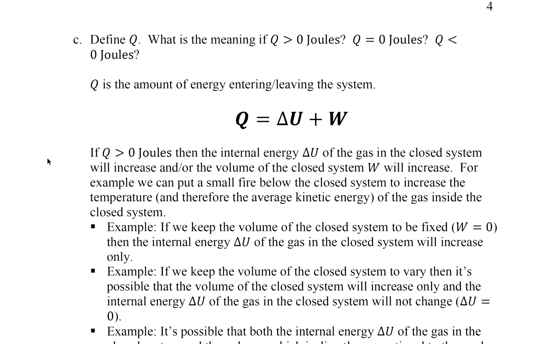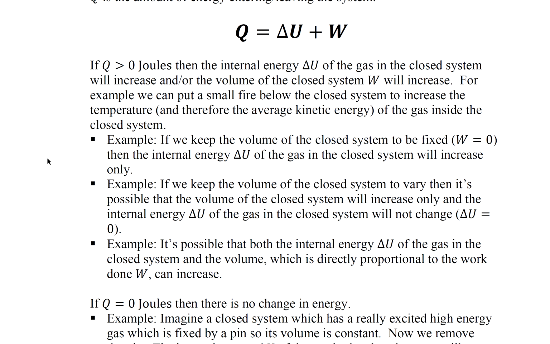Part C, define Q. What is the meaning if Q is greater than 0 joules, equal to 0 joules, or less than 0 joules? Q is the amount of energy entering or leaving the system. If Q is greater than 0, then the internal energy delta U of the gas in the closed system will increase and or the volume of the closed system, W, will increase. For example, we can put a small fire below the closed system to increase the temperature and therefore the average kinetic energy of the gas inside the closed system.